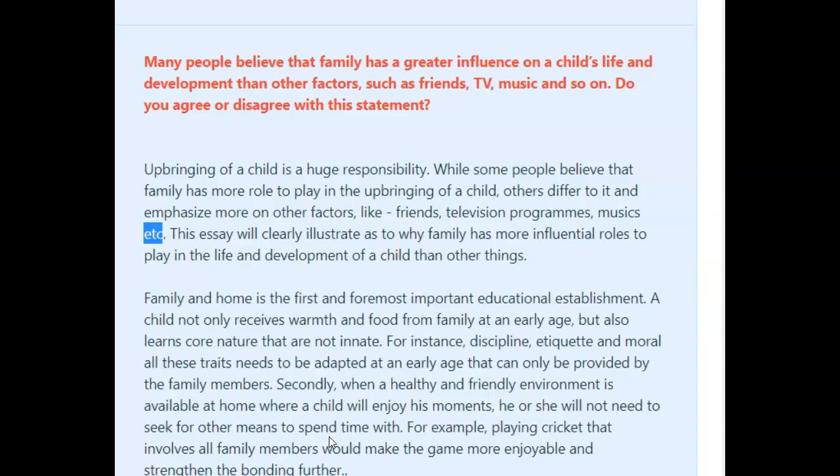Okay. For example, playing cricket, playing cricket, which involves all family members, would make the game more enjoyable and strengthen the bonding further.